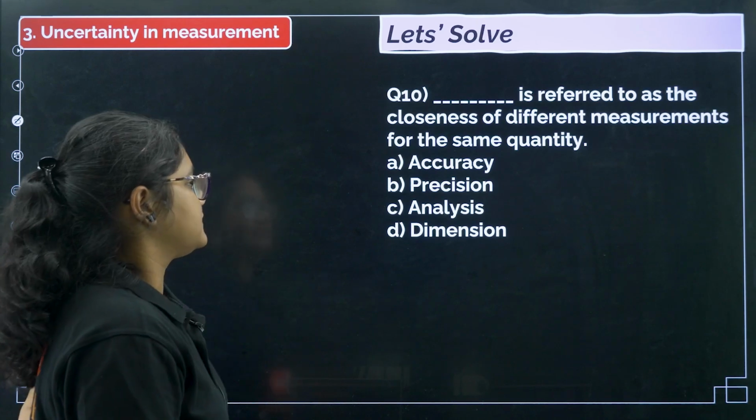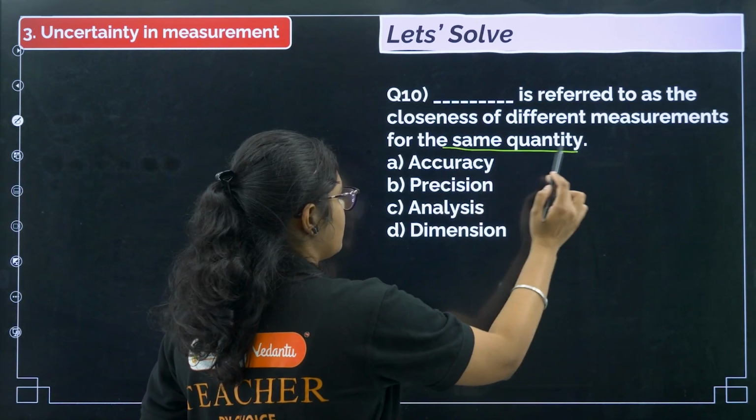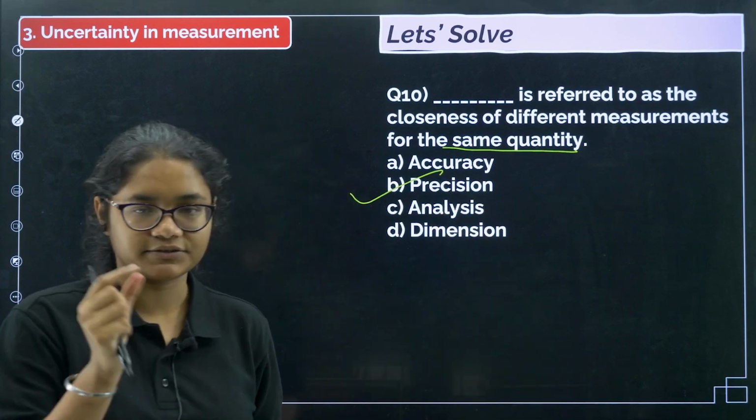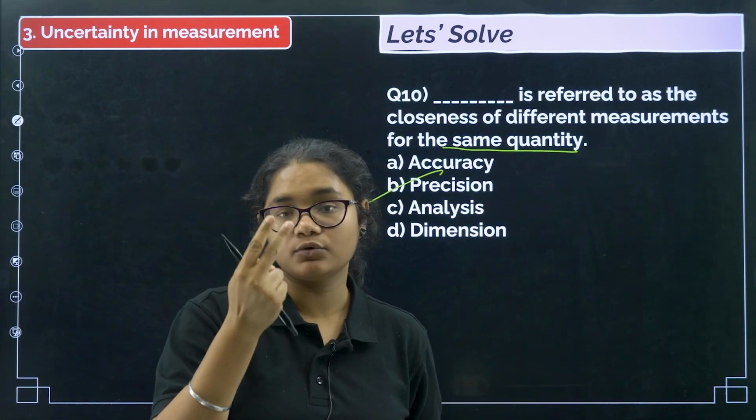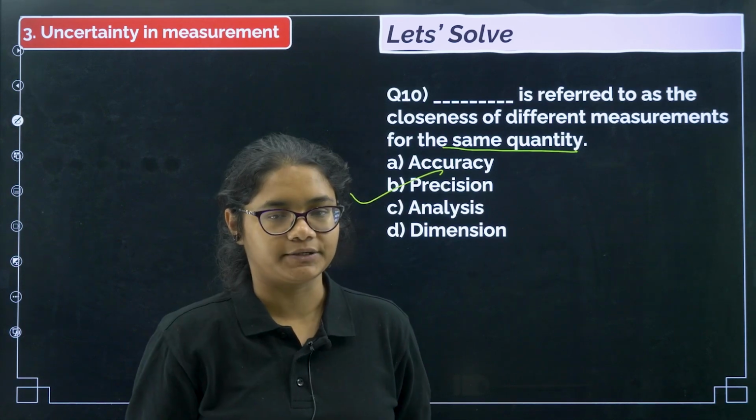Next, the term that refers to the closeness of different measurements of the same quantity is precision. I told you, if you are measuring two values, how close the two measured values are to each other, that is called precision.